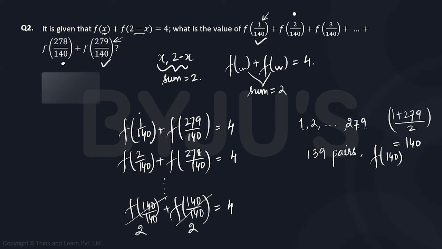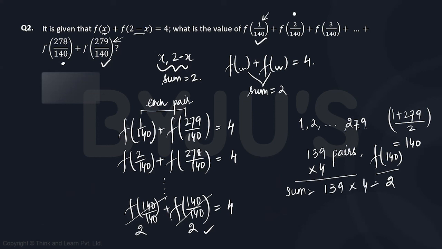So we saw that every pair results in a sum of 4. If we have 139 pairs, the sum is going to be 139 × 4. And one odd value left over, which is f(140/140), this will result in a 2. So we will have 139 × 4 + 2 as the answer, which is going to give us 556 + 2. Yes, 558 is what we will be getting.